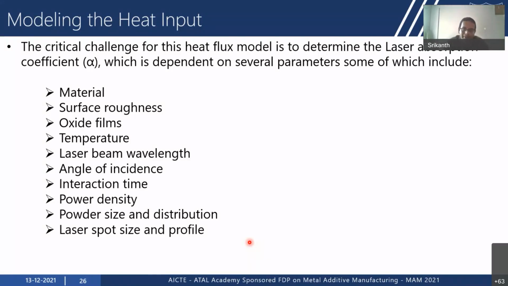In fact, the laser absorption quotient is a very complex parameter that depends on several parameters, right from material. It also depends on surface roughness. It also depends on if oxide films are formed on the surface, the wavelength of the laser beam, the angle of incidence, the time of interaction, the powder particle size and distribution, and the spot size and profile. So as you can clearly see, the absorption quotient is a very complex parameter that depends upon a host of parameters starting from material to the wavelength. And this is one of the important parameters that we need to include in the computational models.